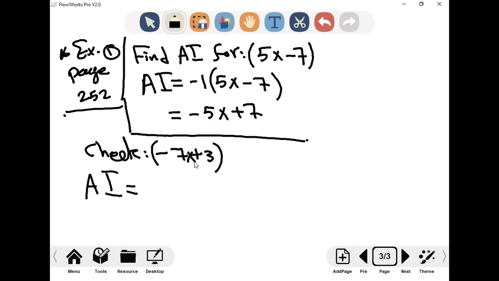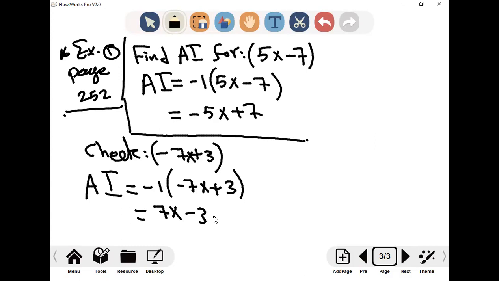So it is x. What will I do? -1 multiply the parentheses, right? -7x plus 3 equals negative 1 multiply negative 7x, positive 7x, right? Negative 1 multiply positive 3.